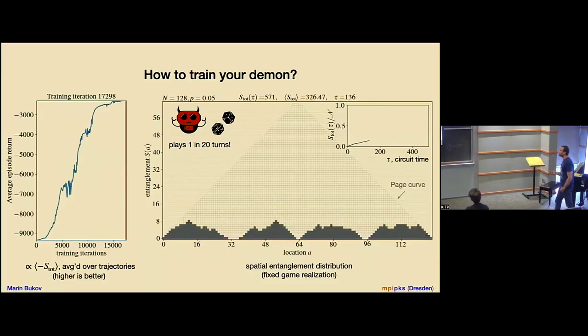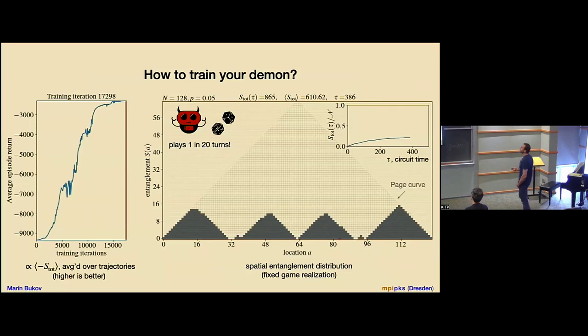So the agent figures out how to place bottlenecks, entanglement bottlenecks, in such a way as to partition the system into subsystems. And then, because it plays so rarely, one every 20 turns, it basically lets the entangler fill in those pyramids, right, to maximally entangle them. However, not letting entanglement cross these barriers. So this is a strategy that, if you had to come up with, you probably could have, but it definitely takes a non-zero amount of time.